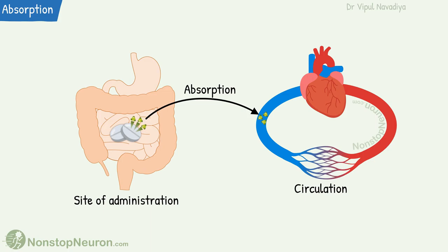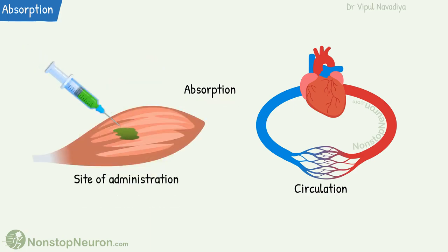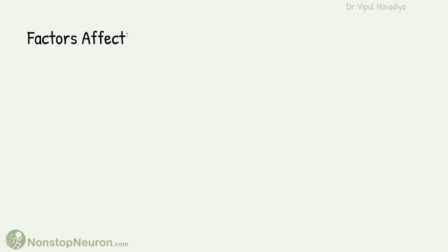For example, if the drug is given by oral route, as shown here, absorption would be the process of moving the drug from the lumen of the gastrointestinal tract into the blood circulation. And if the drug is given by intramuscular route, absorption is the movement of the drug from that muscle into the circulation. With that thing clear, now let's see the factors affecting this absorption.